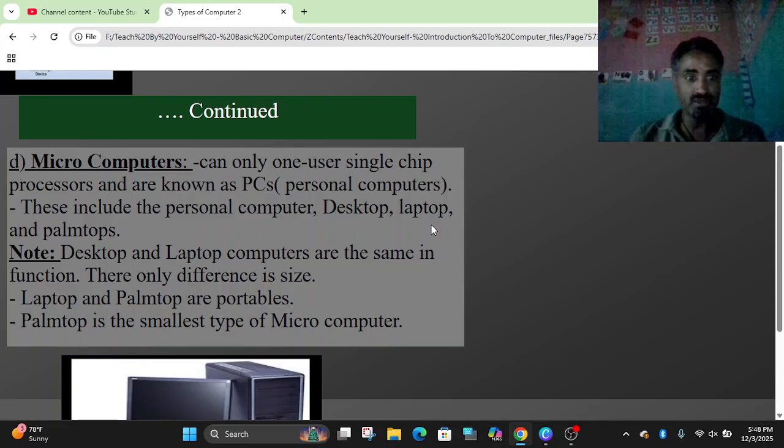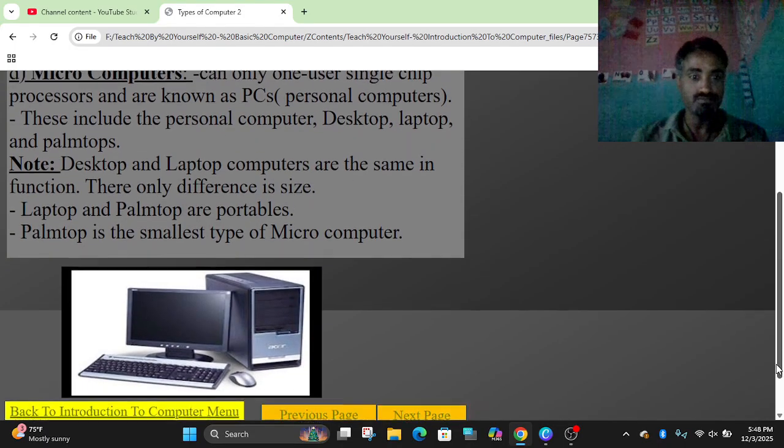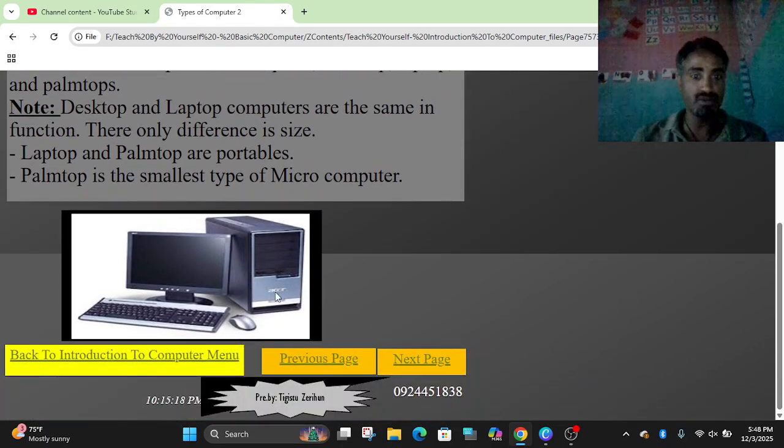Palmtops have limited functionality. Desktop and laptop computers have the same functionality. Their only difference is size. Laptop and palmtop are portable, meaning we can pick them up and move from one place to another, as they are easily portable. Palmtop is the smallest type of microcomputer. This is the type of microcomputer for desktop.